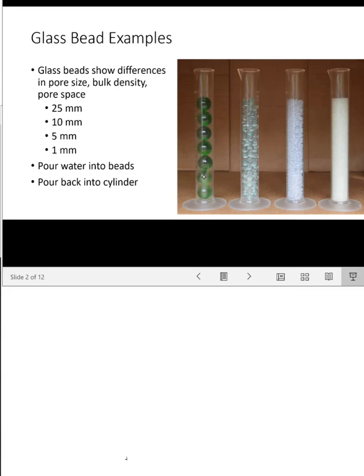And then we're going to pour the water from the graduated cylinder with the beads back into the one with the water, and we will determine how much water stayed in the beads, as well as how much water was in the pores when the soil was essentially saturated, or in this case, the beads were essentially saturated. So we use the beads as a model to look at things that we can't see with our naked eye.